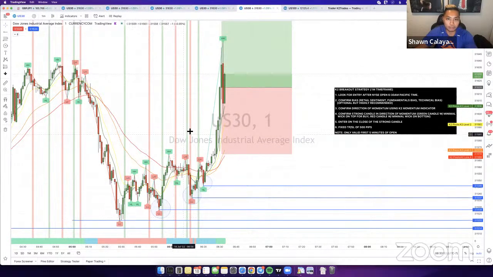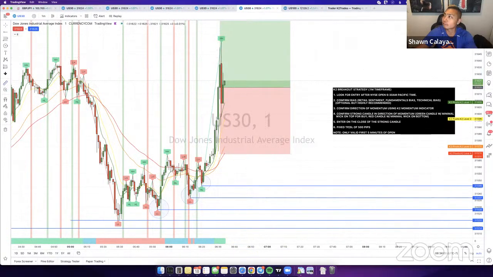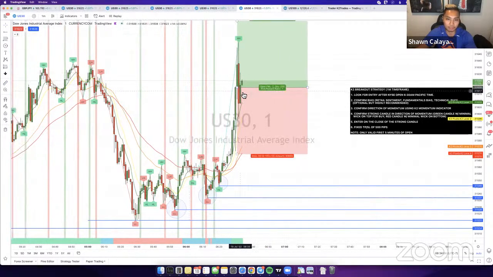And then another variation right there. So I was kind of tempted to enter this late, but I might just hold off. Yeah, I'm just gonna hold off. It just looks too risky. The candles here are moving too crazy.